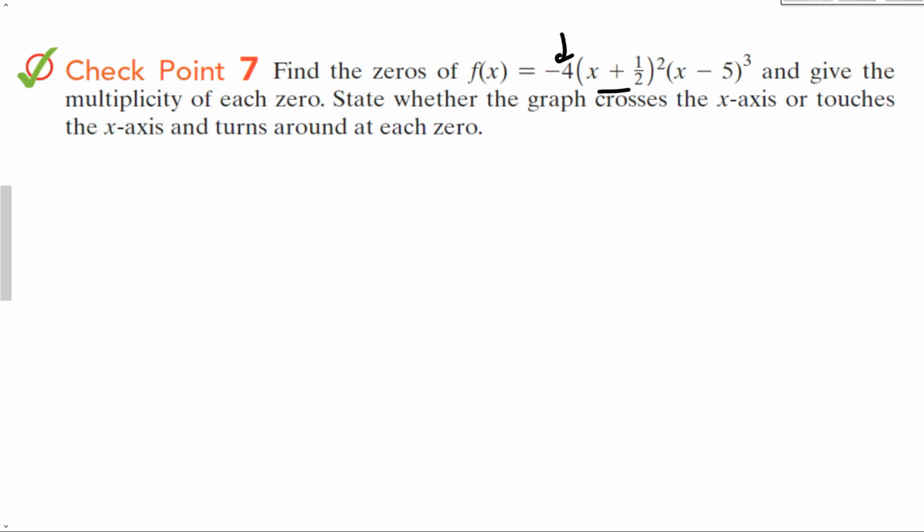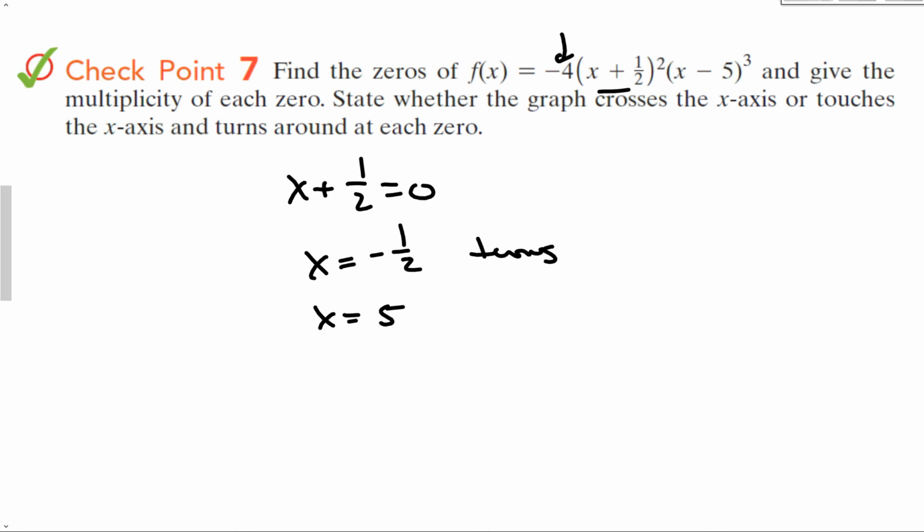Not a zero, no variable. X plus 1/2 squared. Please don't get confused with this. Just set it equal to 0. So x is going to be equal to negative 1/2. And that happens twice. So this graph turns at this 0. And x is going to be equal to a positive 5. And because it happens 3 times, it's odd, so it's going to cross. But it doesn't cross in a straight line. It flattens out and goes through kind of like a cubic.